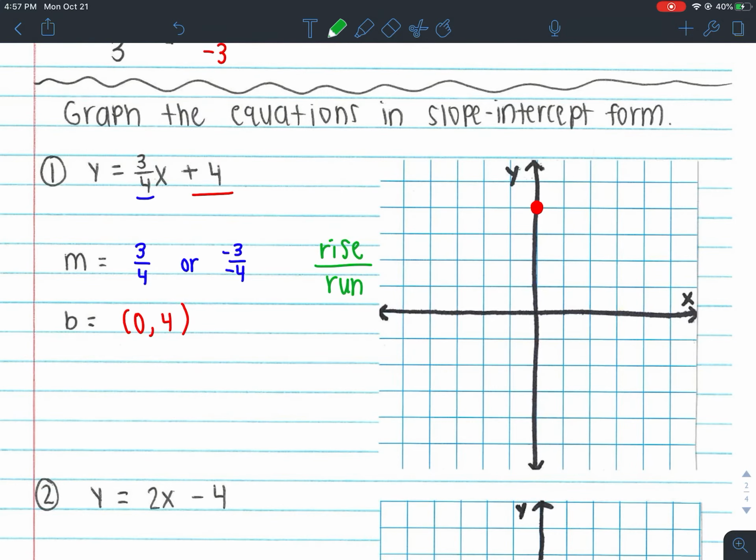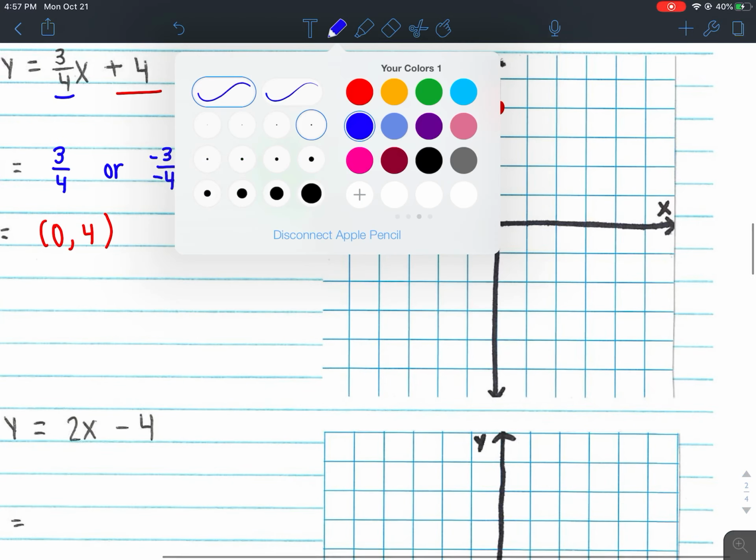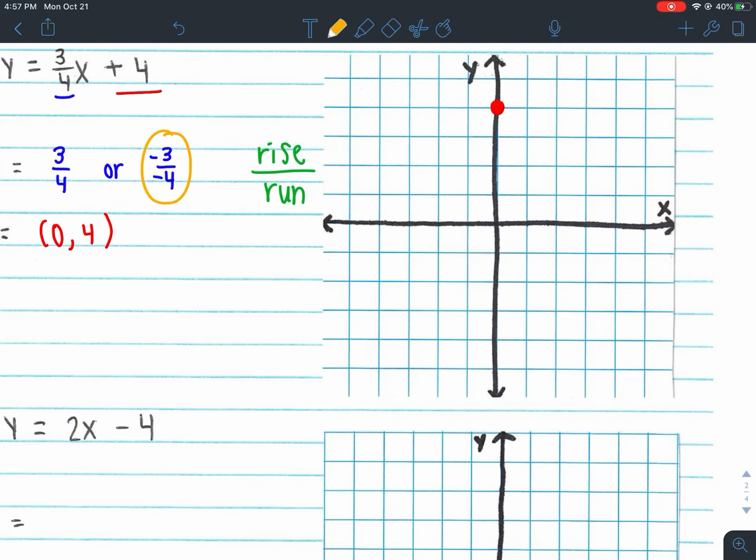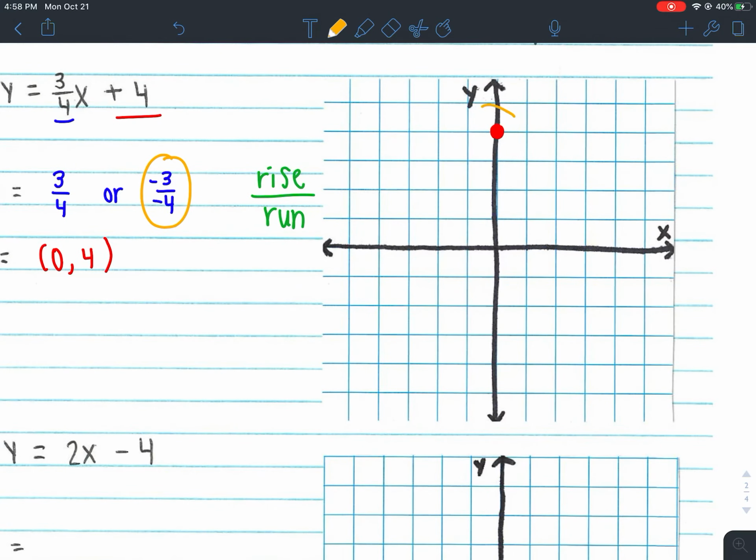And remember, when we're talking about graphs, we do rise over run, which means you go up or down first, and then you go left or right. So the rise here would be positive 3, and the run would be positive 4. So if I were to rise 3, I'm off my graph. So I can't fit it on there, so I'm going to use the other slope. I'm going to use this one because I can't fit it the other way.